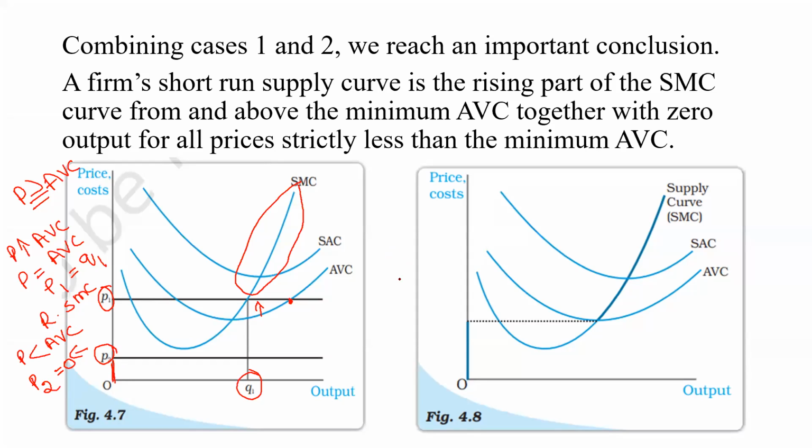Second graph: when price is equal to the average variable cost, what happens that time? The supply curve will be the rising part of the short run marginal cost. This part we will take as the supply curve. And how much output are we going to produce in the second graph, students? Can anyone answer?